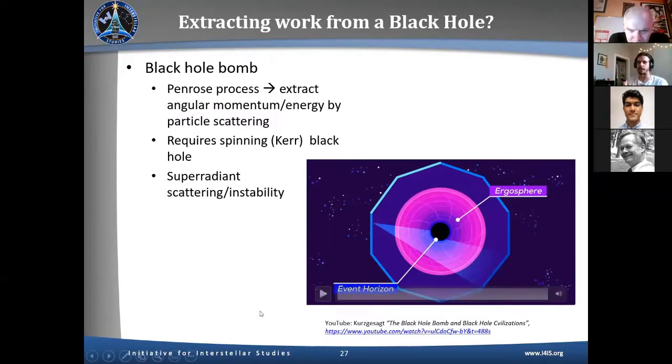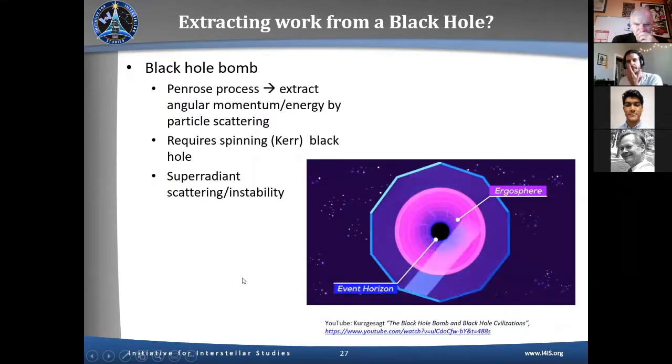So you have an event horizon. It's illustrated down here. The black part, the event horizon, is where nothing can escape. But around this event horizon, you have swirling space-time, and this is called the ergosphere. And by something called the Penrose process, after Penrose, who came up with this idea, you can extract energy or work from this rotating part of space-time. This is also called superradiant scattering because you usually want to do this with a beam of light.